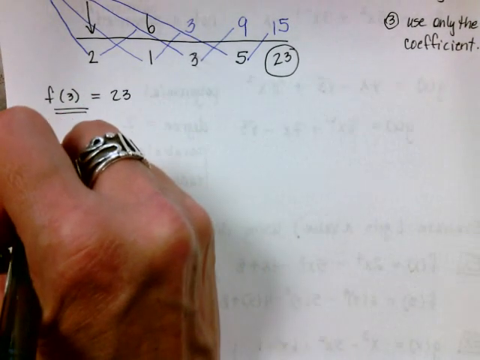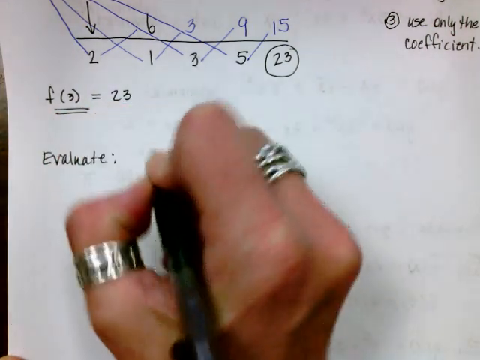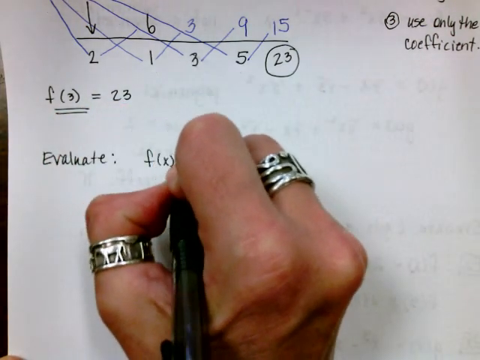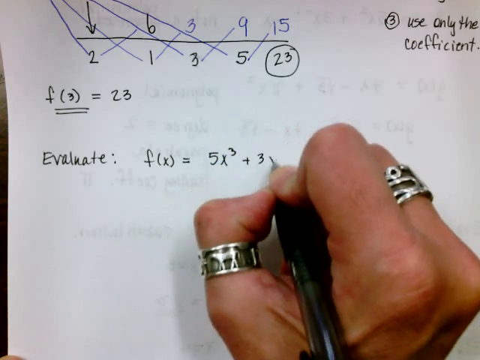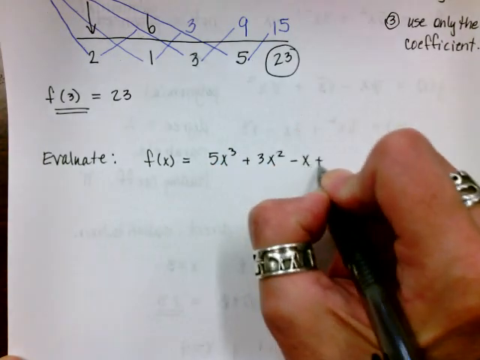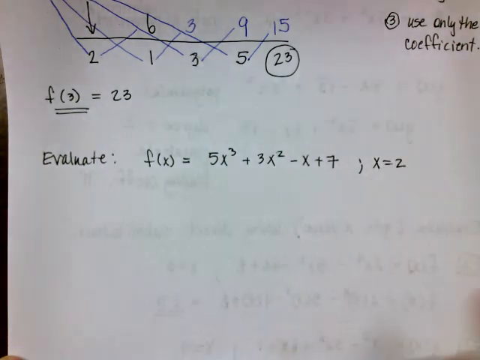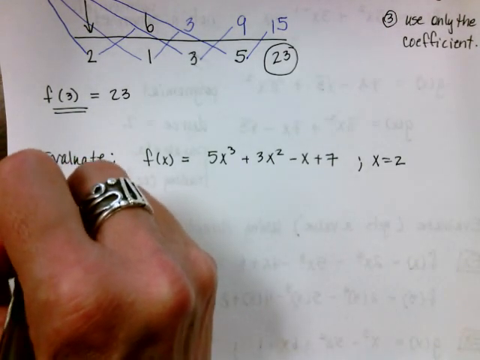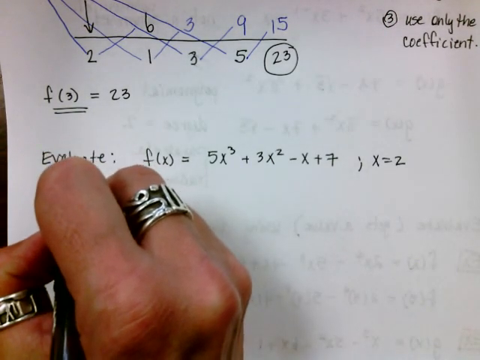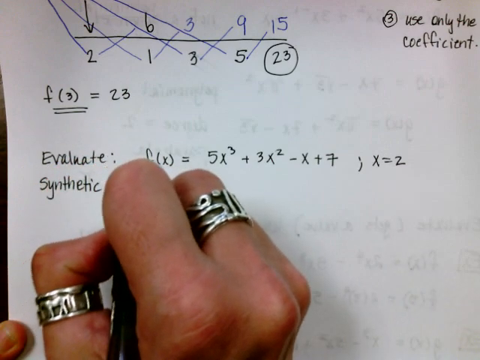So I want to evaluate, okay, and I'm going to have f of x is equal to 5x cubed plus 3x squared minus x plus 7, and I want to evaluate it when x is equal to 2. And I'm going to evaluate it using my synthetic, gosh, I can't spell today, synthetic substitution.